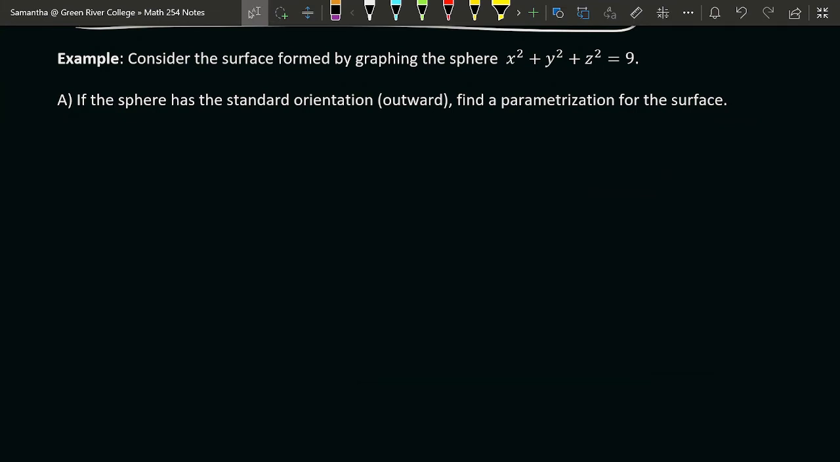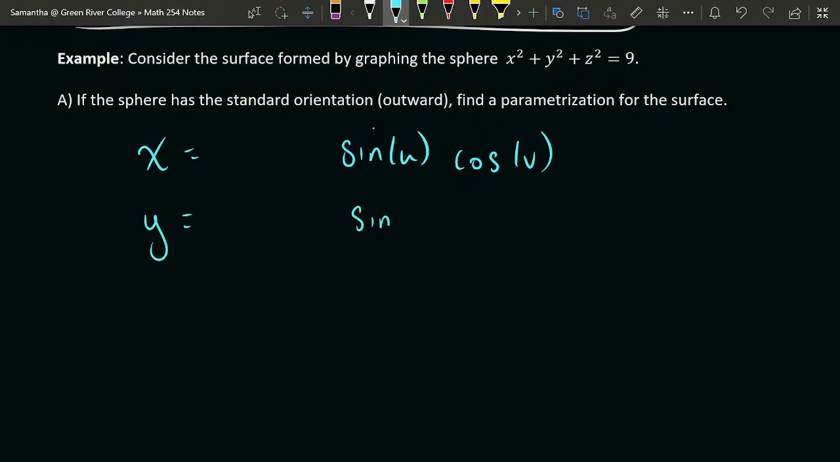Now, yesterday we saw that a parametrization for the sphere could be found by leveraging the spherical conversion formulas. Last time, a sphere of radius 1 corresponded to the case where the x component was given by sine u cosine v, the y component was given by sine u sine v, and the z component was given by cosine of u.